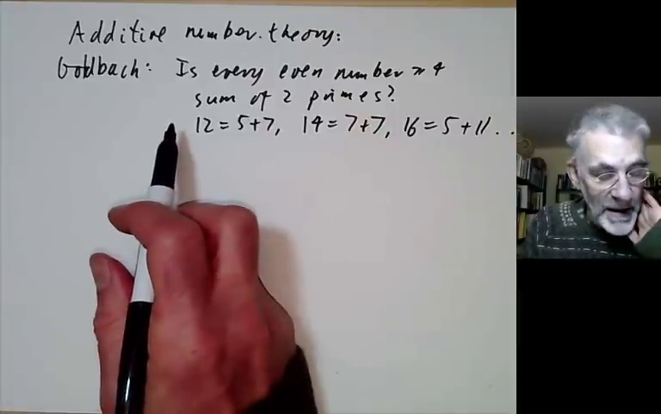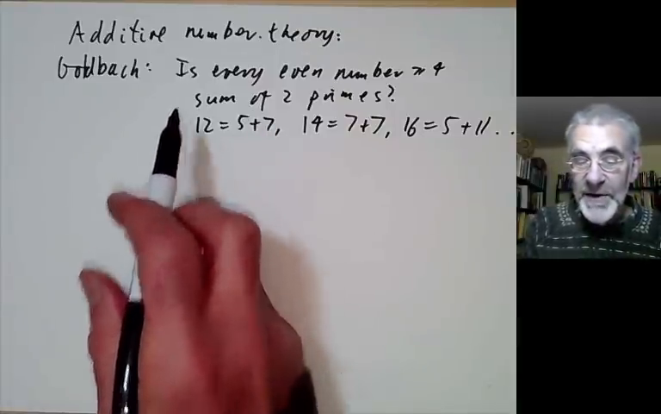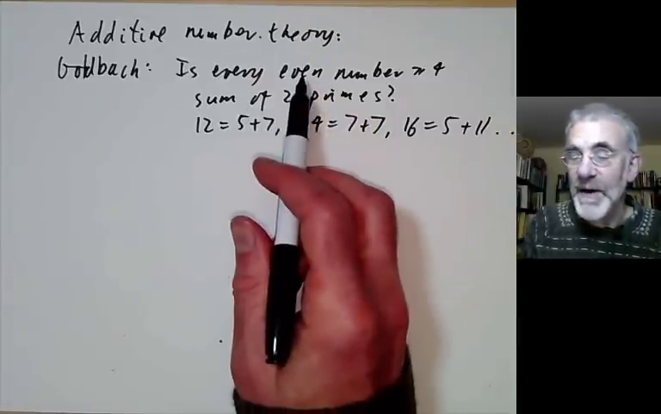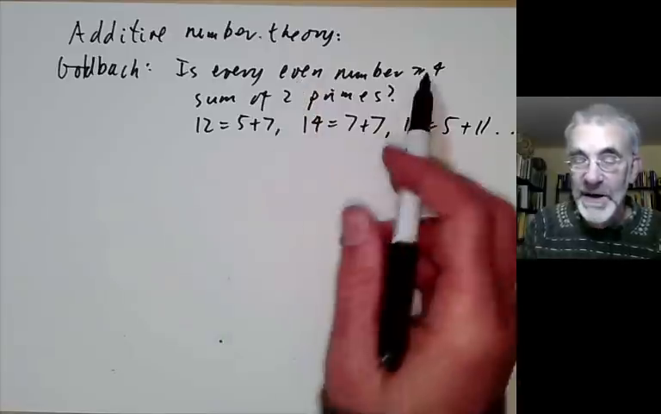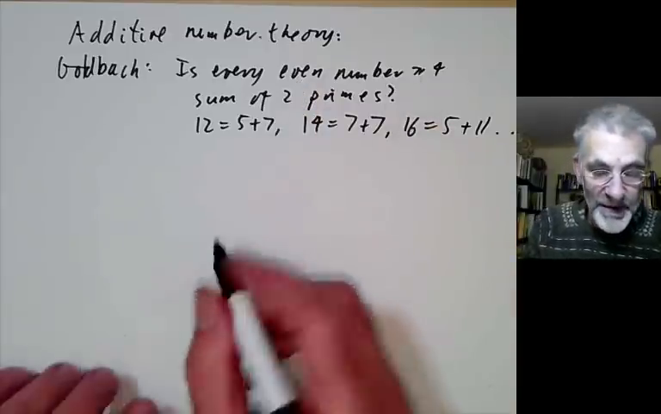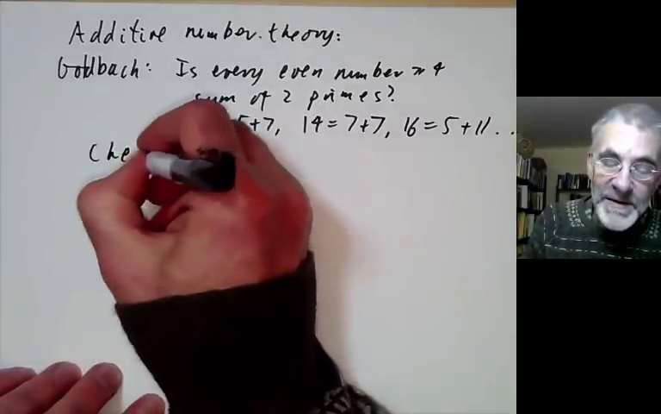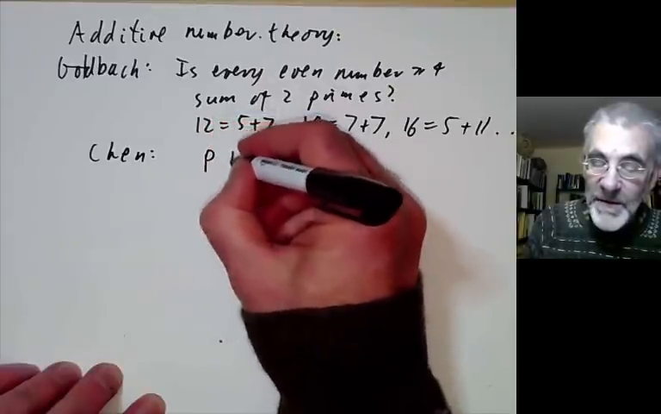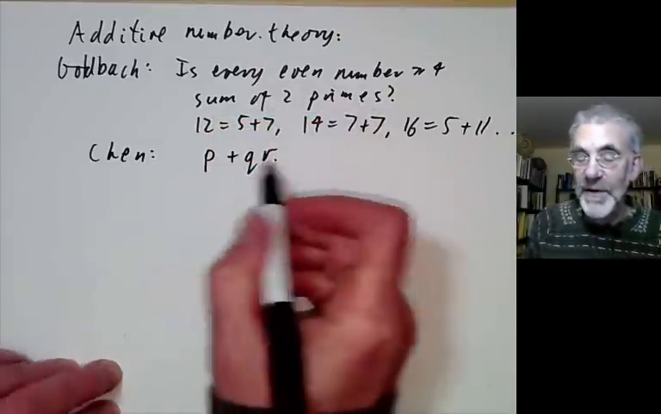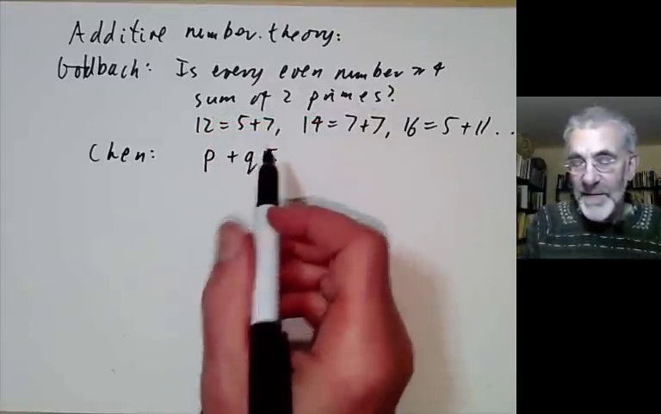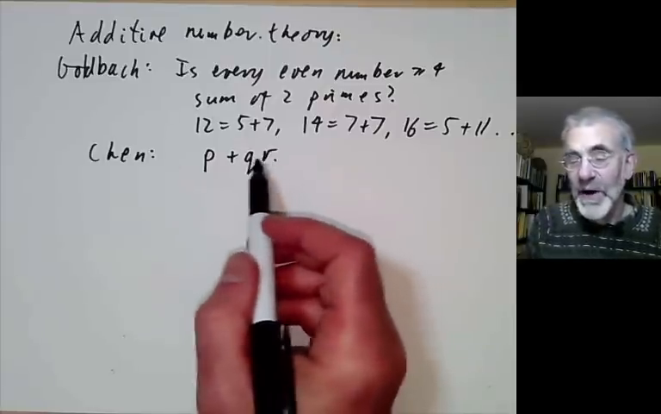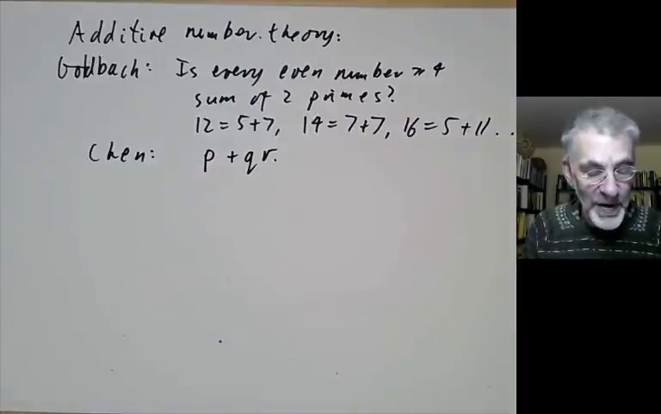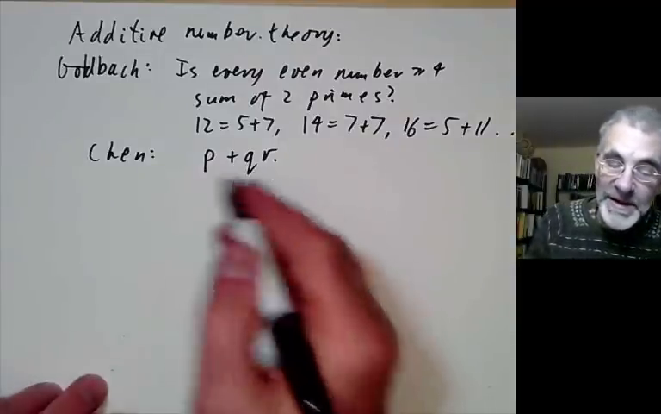So Hardy, Littlewood and Vinogradov managed to show a weak version of it. They managed to show that every sufficiently large odd number is a sum of 3 primes. The best result we have on this is due to Chen, who showed that every even number can be written as the sum of a prime plus a product of 2 other primes. So that's a little bit weaker than actually being a prime, but so far we haven't managed to get any closer.